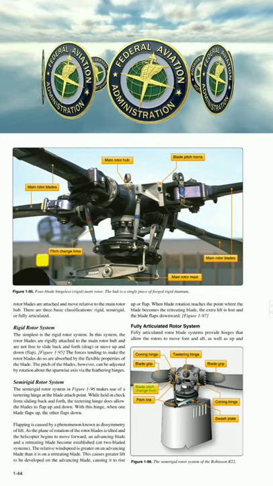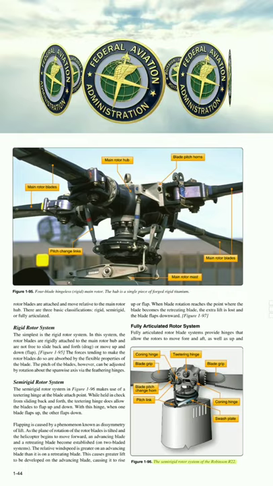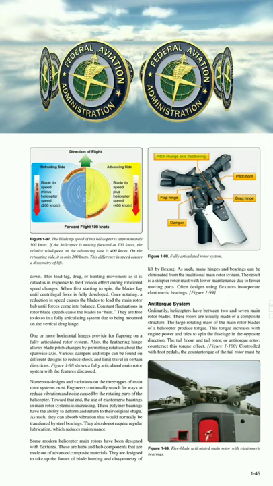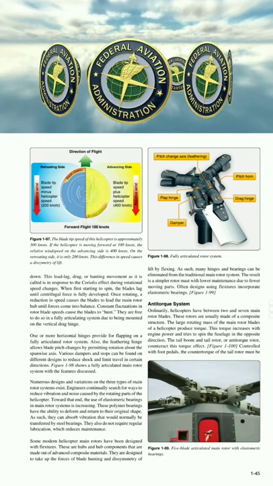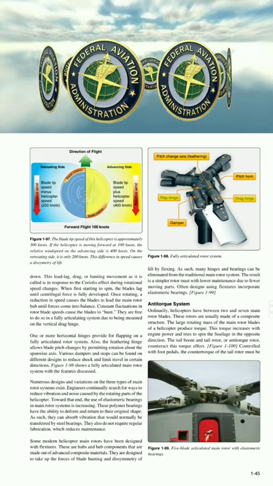Figure 196. The semi-rigid rotor system of the Robinson R-22. Direction of flight. Pitch change axis, feathering. Retreating side, advancing side. Blade rotation. Relative wind. Pitch horn. Blade tip speed minus helicopter speed, 200 knots. Blade rotation. Blade tip speed plus helicopter speed, 400 knots. Relative wind. Drag hinge, flap hinge. Forward flight, 100 knots.